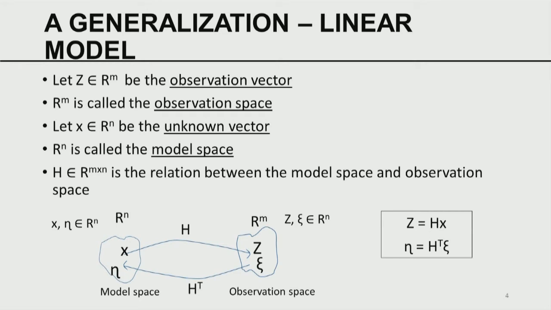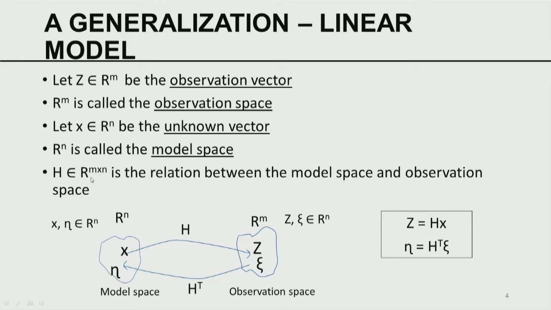So let us create some nomenclature. Z belongs to R^m. R^m is the set of all vectors of size m. So that is what is called the observation space in here. Z is called the observation vector, R^m is called the observation space. Likewise, X is called the unknown vector. In the previous case, X has two components. I can generalize that to n components. So the unknown x is going to have x1 through xn. Also R^n is the model space.